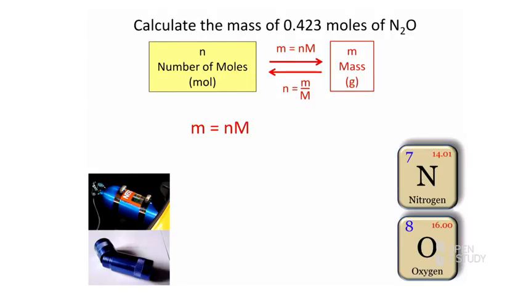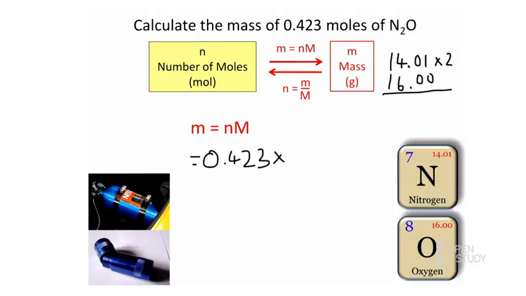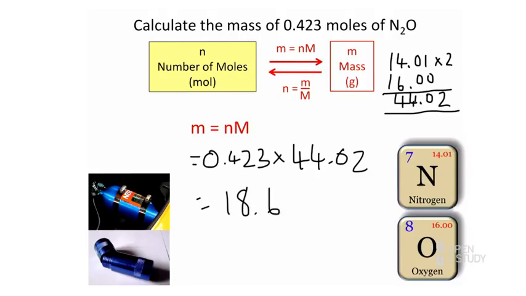We'll be using the equation mass equals your number of moles times your molar mass. So this time, it's going to be our number of moles, 0.423, times, and then for the molar mass, what I'm going to do is just come over to the side of the page and calculate my molar mass. I've got 14.01 for nitrogen, and there are 2 of them. I've got 1 oxygen, that's 16.00, so I can add that all up and I will get 44.02 for my molar mass. So I can now use that in my equation, and that gives me a final mass of 18.6 grams.